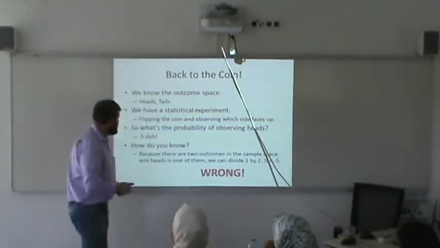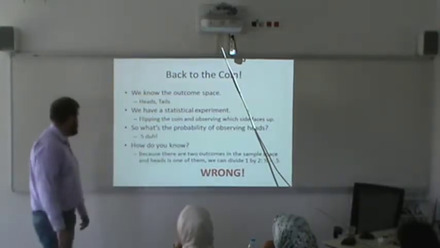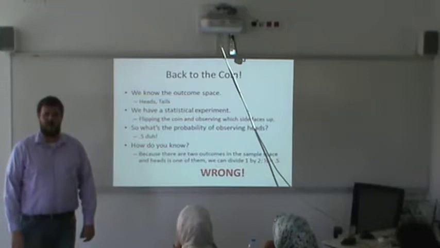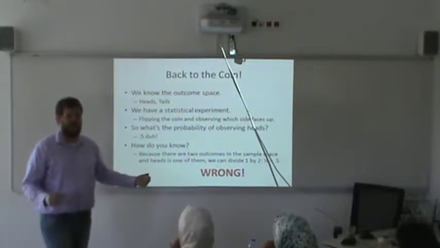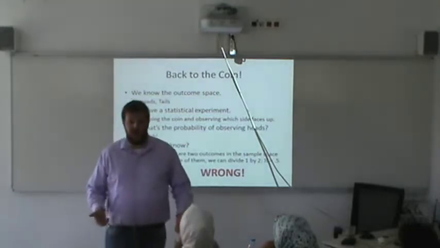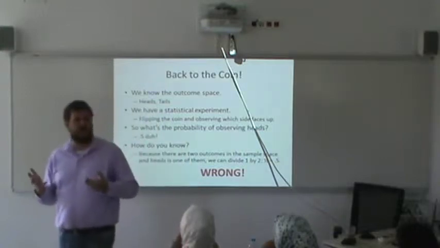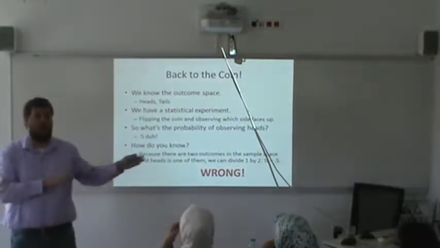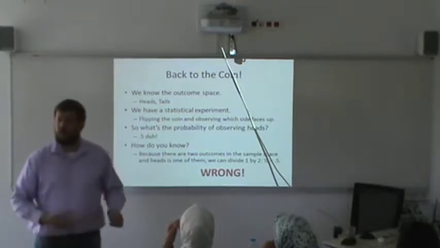So if instead I said because there are 2 equally probable outcomes in the sample space, and heads is one of them, then that would have been right. The distinction is subtle, but it's important, because otherwise you can compute probabilities in the wrong way. And everyone agreed, no one picked up on this tiny little error that makes this statement wrong.